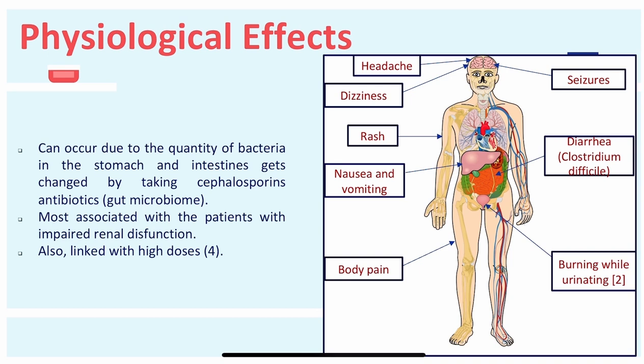There are many reasons for the adverse effects of cefuroxime axetil. It can happen because after taking this drug, the quantity of bacteria in the stomach and intestine gets changed, which leads to gut microbiome disturbance. It is also important to know that side effects of this drug are more associated with patients having impaired renal function. Also, the side effects can get worse with an increase in the dose. So when we look at the humanoid model, there are a lot of side effects such as headache, dizziness, seizures, rash, nausea, vomiting, body pain, burning while urinating, and a diarrhea known as Clostridium difficile.